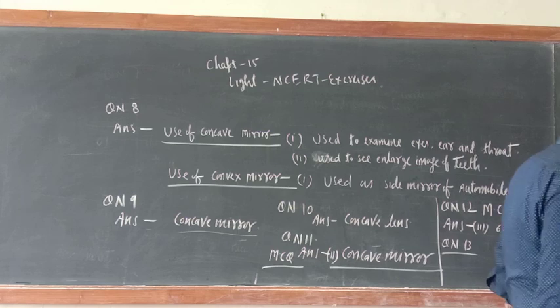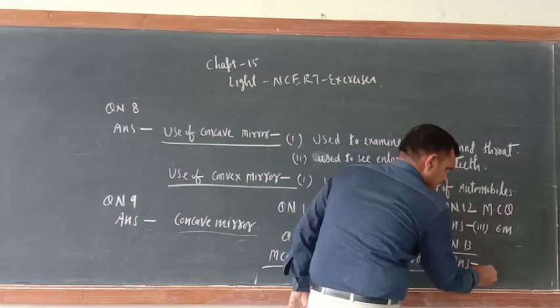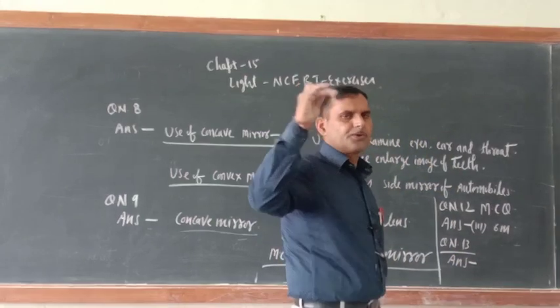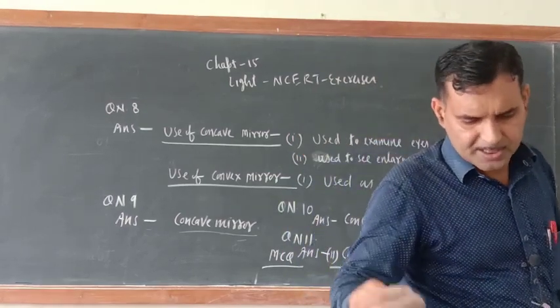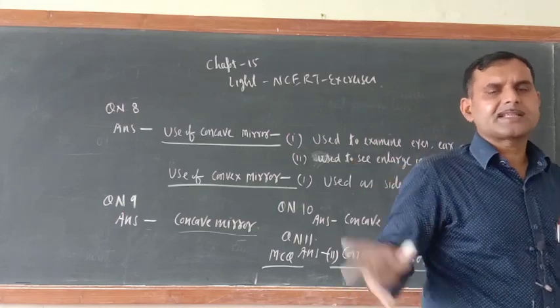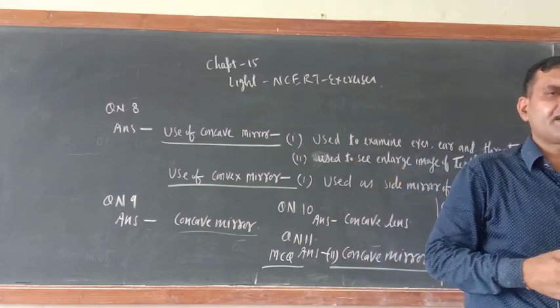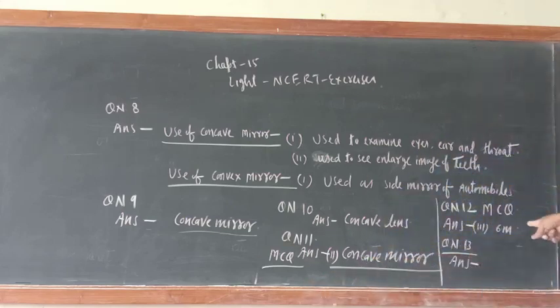So I am leaving it up to you. Now write the answer, question number 13. Just use the characteristics of the image formed by the plane mirror and write the answer. Okay, in this way your entire NCERT exercise of chapter number 15 is completely completed, except question number 13, that is the MCQ. I am leaving it to you for solving that one. Okay, so I hope that you have got it and complete it.